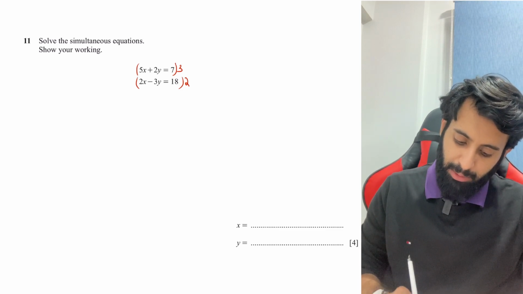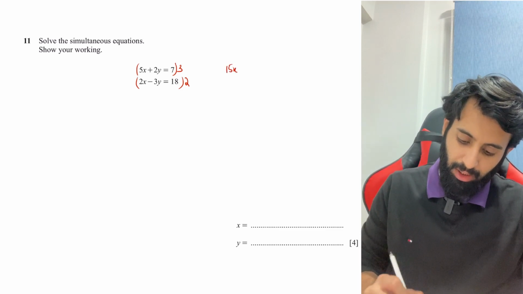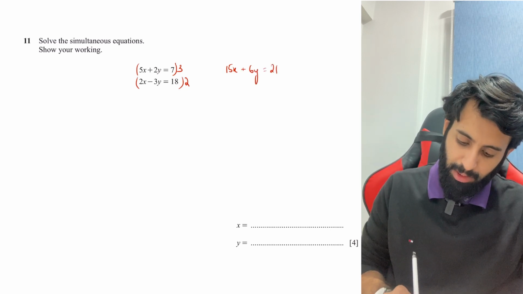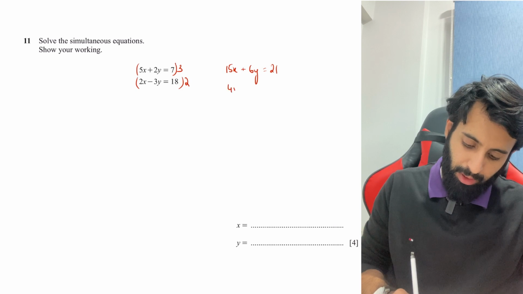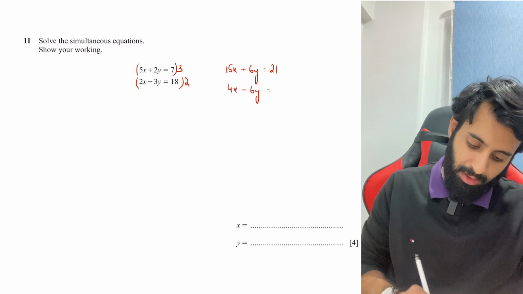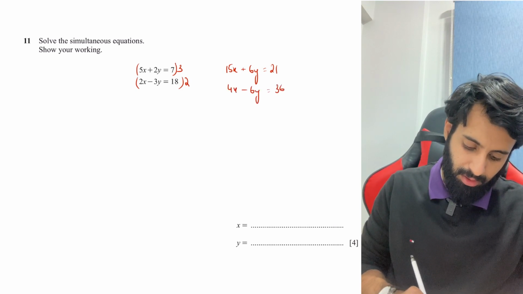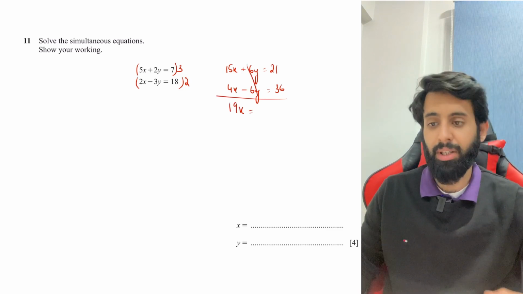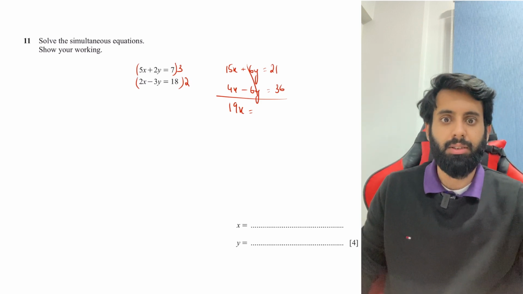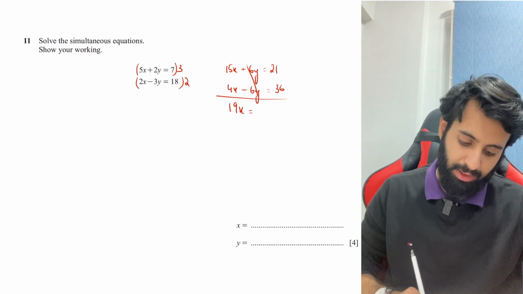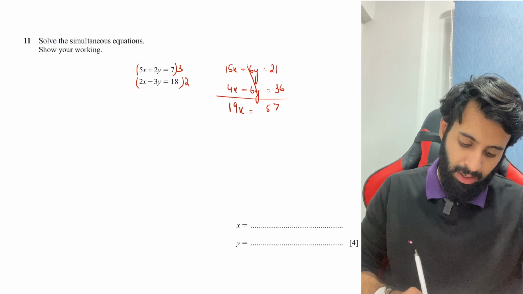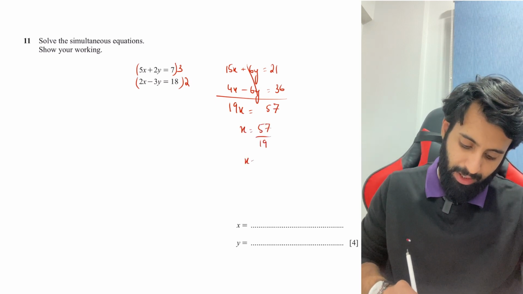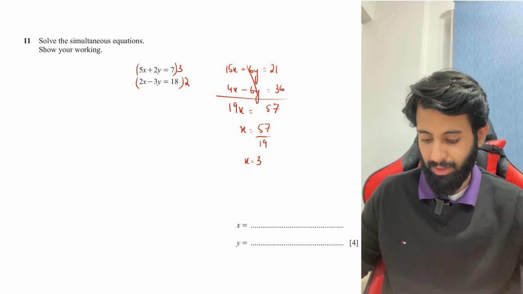If I multiply the first equation by 3, I'm looking at 15x plus 6y is equal to 21. If I multiply the second equation by 2, I'm looking at 4x minus 6y is equal to 18 times 2, which is 36. Now if I add the two equations, I get 19x, and plus 6y minus 6y gets eliminated, which is not a coincidence. This is exactly what we wanted. 21 plus 36 is equal to 57. So x is equal to 57 divided by 19, and with a bit of mental maths, that's equal to 3.